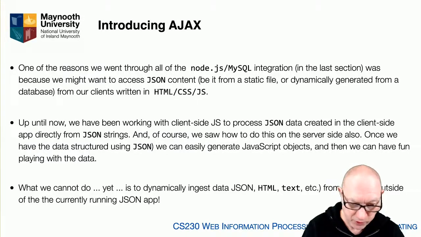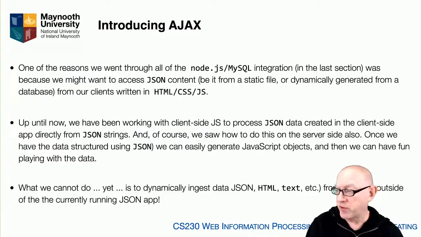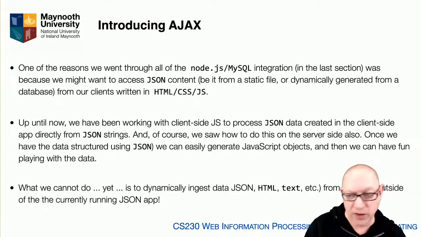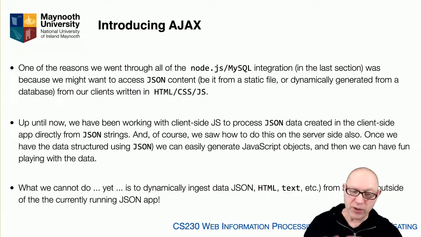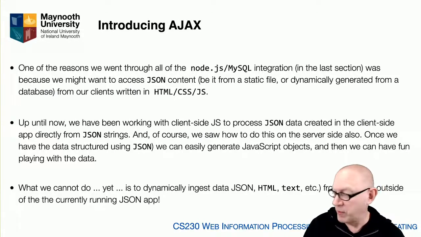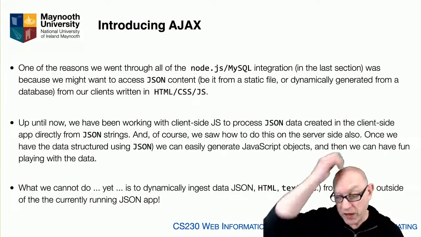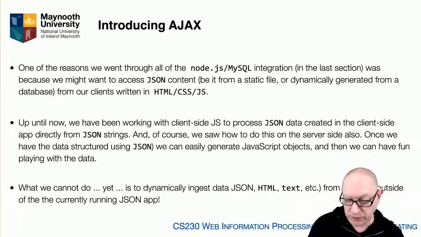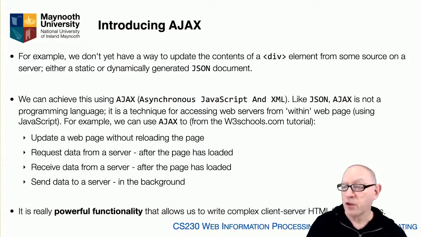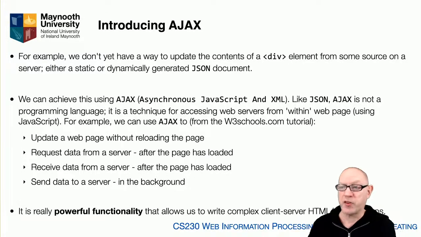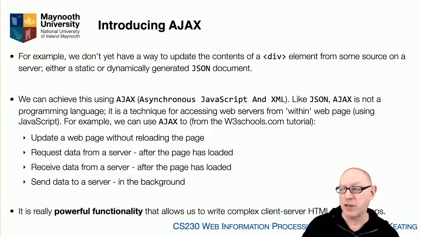When we do data structures using JSON, we can generate JavaScript objects and we can have fun playing with the data. What we can't do yet is dynamically ingest the data, that's JSON, HTML, text, etc., from some source outside of the currently running app or application. So for example, we don't have a way to update the contents of a div element from some source on a server, either a static or dynamically generated document.